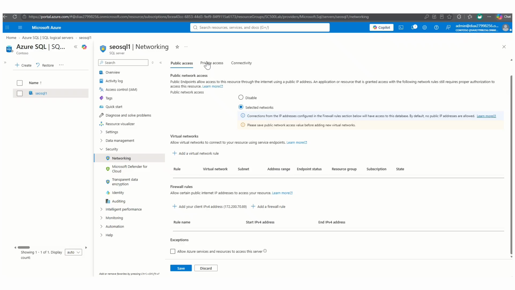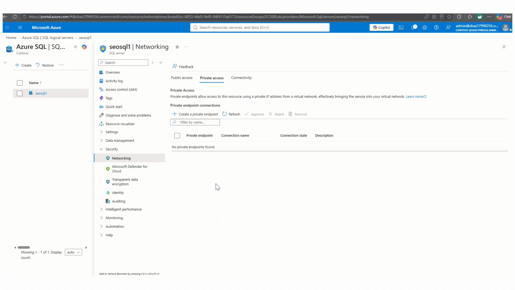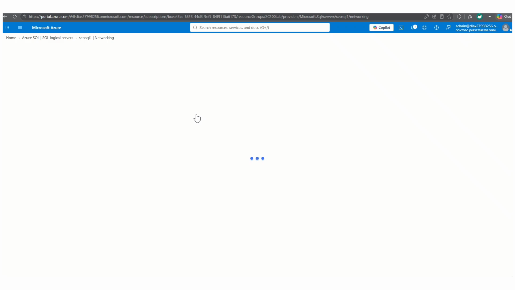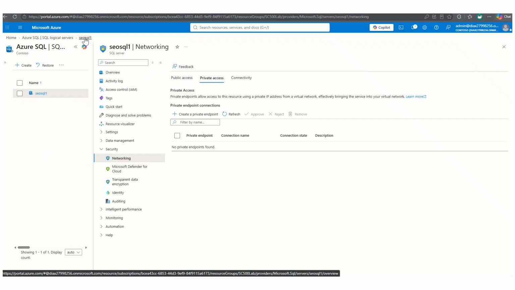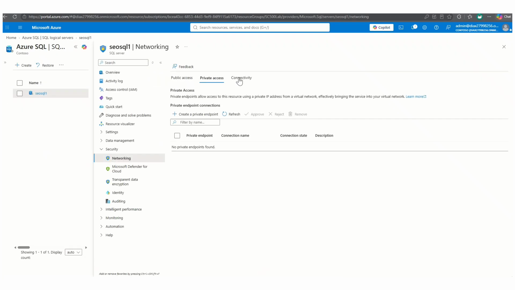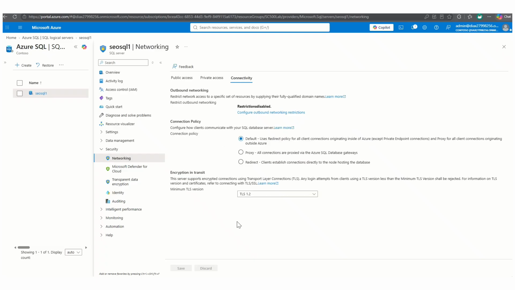And then here we have the private access component that we're talking about. You would create your endpoint here, follow the instructions, and it's another resource that you need to create. But anyway, that's where you would do that. And in terms of connectivity, you have outbound connectivity. This will restrict network access to a specific set of resources by supplying their fully qualified domain name, in this case, and that's configured over here.